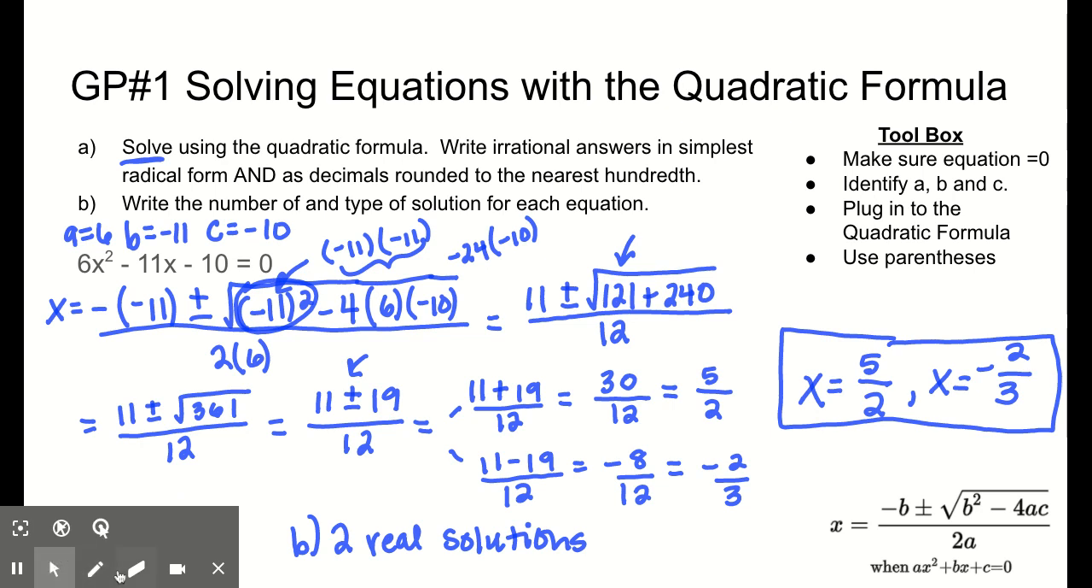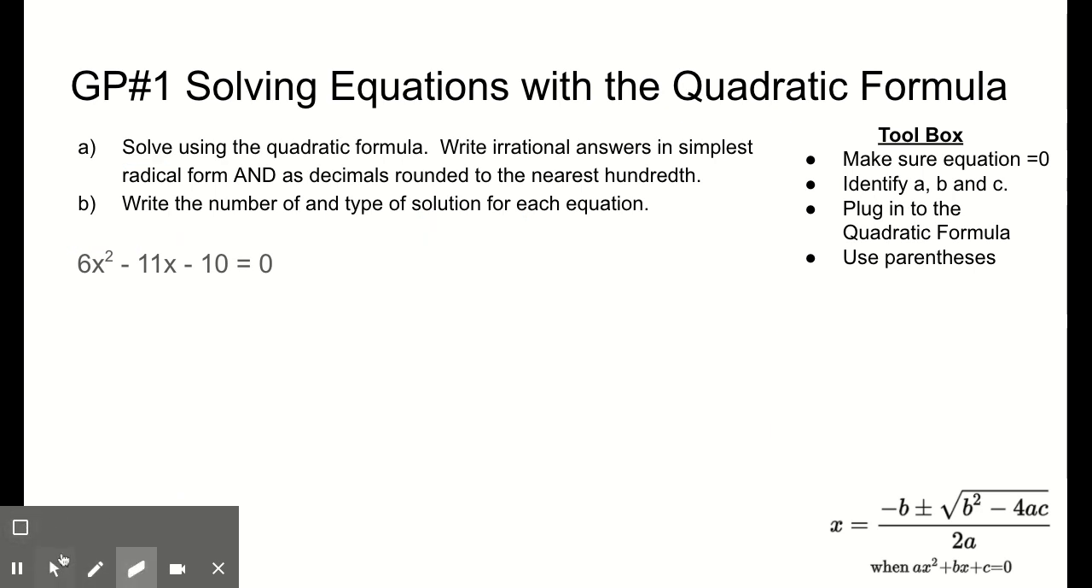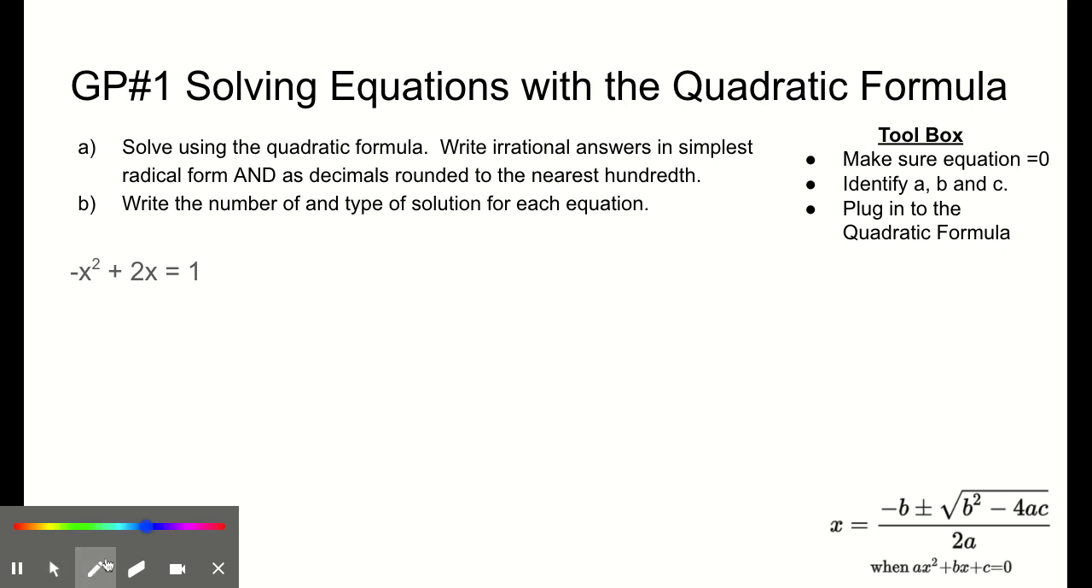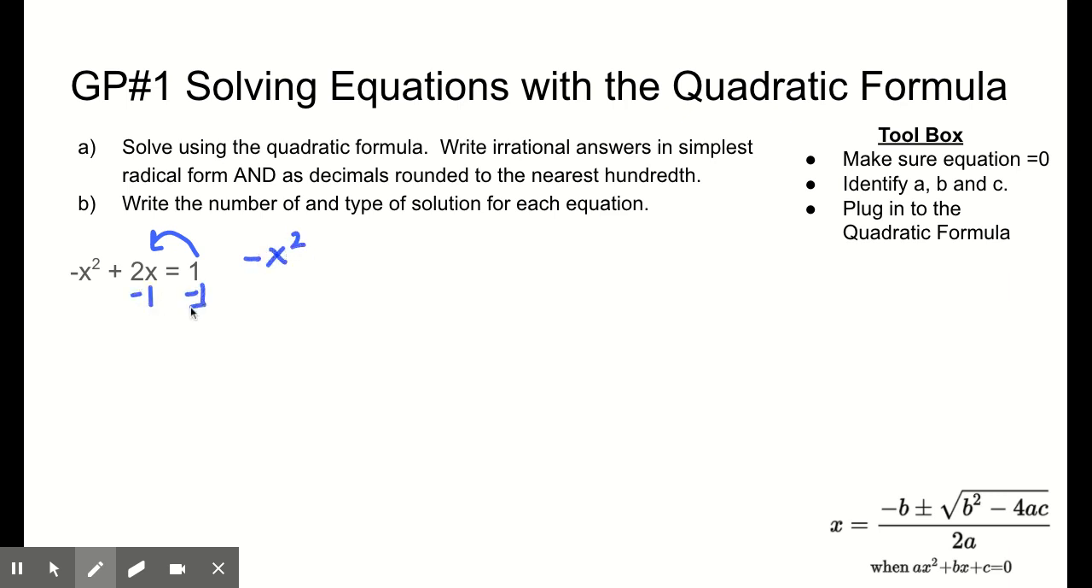All right, so let's go ahead and take a look at a couple more. So first step, make sure the equation is equal to 0. In this case, it is not. We must move the 1 over to the left-hand side. So that's going to give us negative x squared plus 2x, when we subtract the 1, minus 1 is equal to 0. Remember, you cannot combine the 1 with any of the other terms because it does not contain an x, therefore they are not like terms.